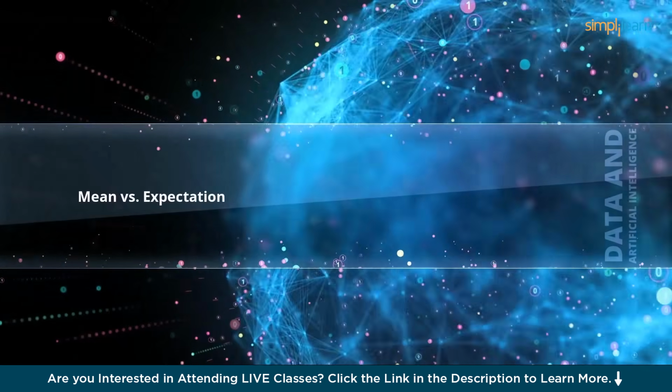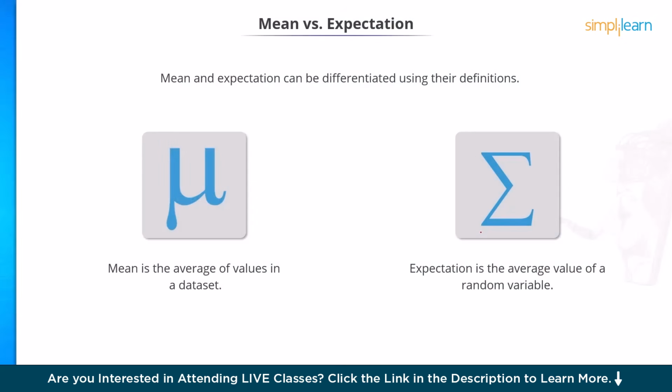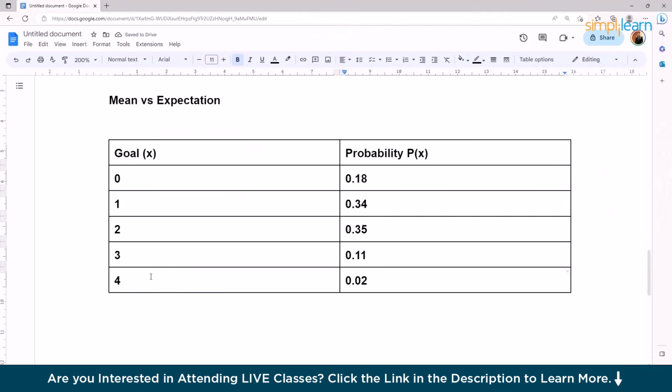Mean versus expectation. Now let's talk about mean versus expectation. So in general, we use the expected value or expectation when we want to calculate the mean of a probability distribution that represents the average value we expect to occur before collecting any data. And mean, on the other hand, is basically used when we want to calculate the average value of a given sample. This represents the average value of raw data that we may have already collected. We can understand this by using a simple example.